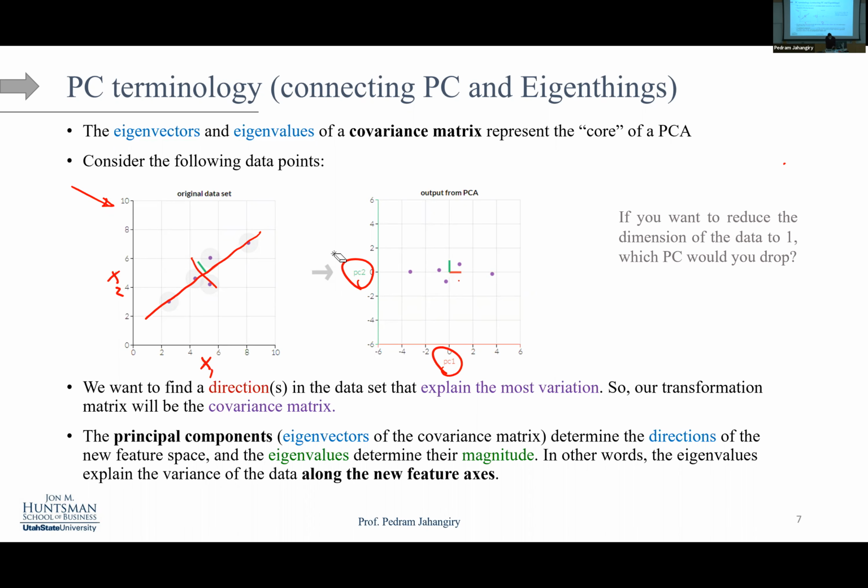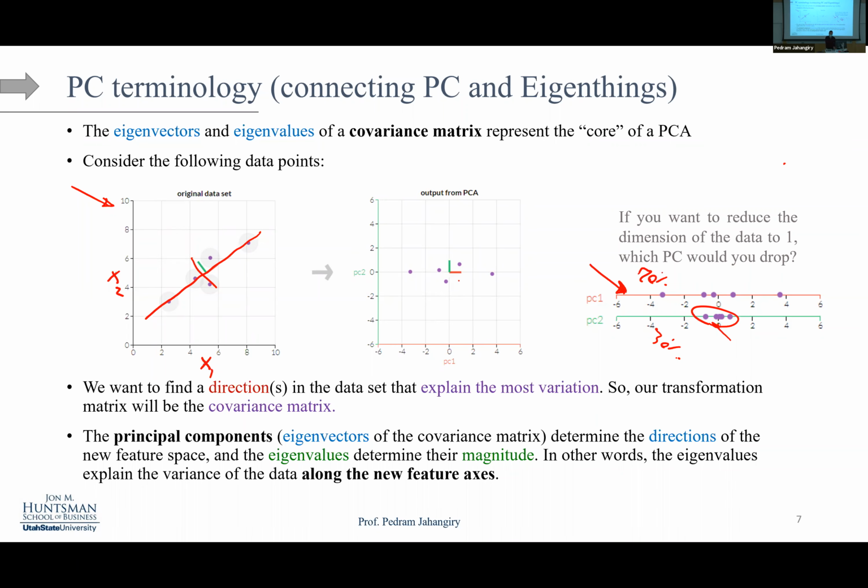So here's a question for you. If you want to reduce the dimension of this data set, we have x1 and x2. If you want to reduce the dimension to 1, which principal component would you drop? 1 or 2? You drop 2, right? Because everything is explained in one direction, in the PC1 direction, and then after that, in PC2. If you end up dropping anything, it's going to be PC2. So I can say, for example, if it is two dimensions, maybe 70% of the variation is explained by this one, 30% is explained by this one.